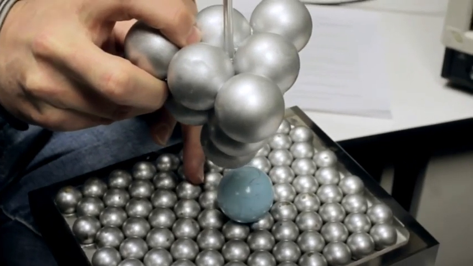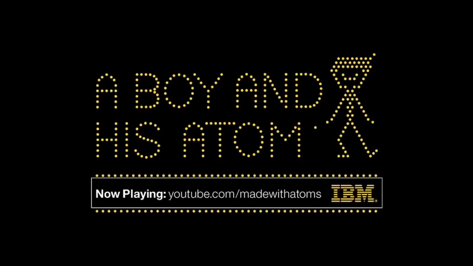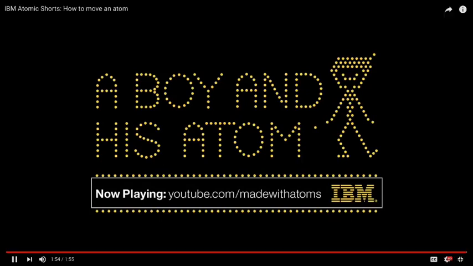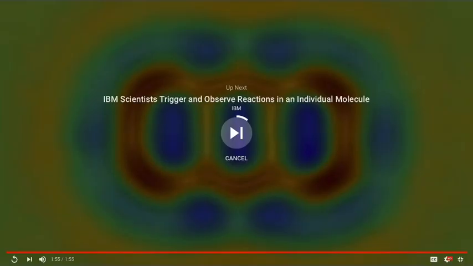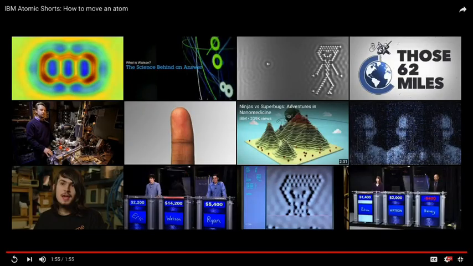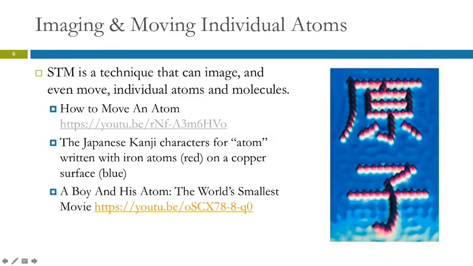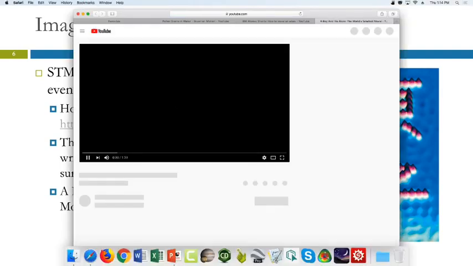When we withdraw the tip, it holds still because the surface is holding it in place. And we can take an image and see where we've placed this atom. So that process, repeated over and over, is how we've built most of the structures in our lab. That's our bread and butter basic technique for moving atoms around. So using that technique, they made the world's smallest movie.